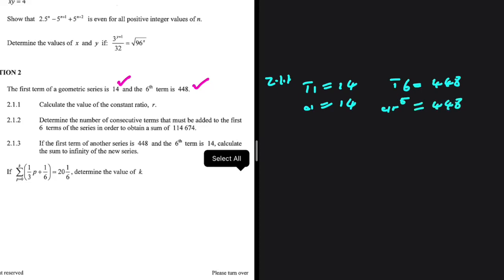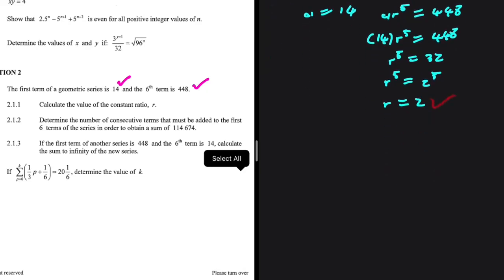But we have the value of a. a is 14. So we have 14 multiplied by r to the power 5 being equal to 448. Now we need to divide both sides by 14. If we do that, we're going to get r to the power 5 being equal to 32. So r to the power 5 is equal to 2 to the power 5. It should be easy to see now that r is equal to 2. This is our common ratio of our geometric series.